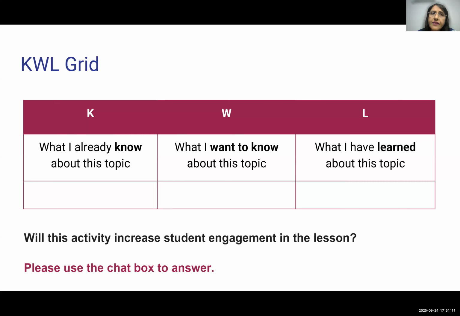Next, the teacher asks them to write down in the W column what they want to learn about the topic. The L column, naturally, can be left blank as it can only be filled after completion of the lesson. So if you wish, you can take a screenshot of this.